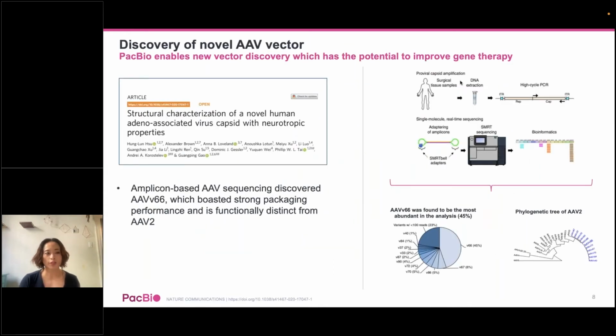In this first publication that I'm showing you, a novel AAV species is discovered with HiFi sequencing. A single clinical sample was extracted using primers designed against the conserved regions of the known AAV species. The researchers were able to find an abundant new species that represented 45% of the AAV reads that were found. This new species, named AAV66, boasted strong packaging performance and, despite being phylogenetically similar, is functionally distinct from AAV2.